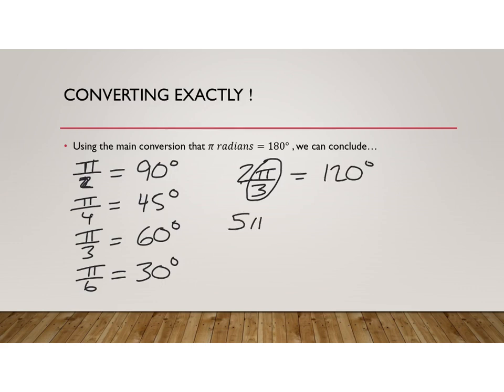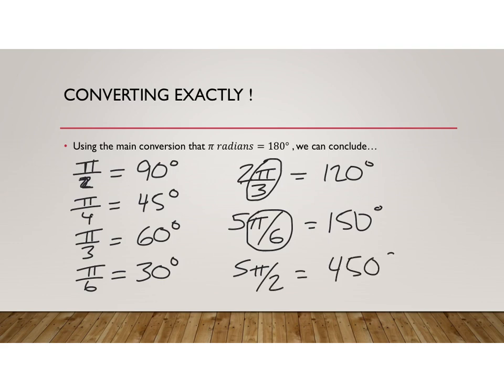Let's say I've got 5 pi over 6. Well, I know that pi over 6 is 30. 5 30s would be 150 degrees. 5 pi over 2 would be like 5 90s, which would be 450 degrees.